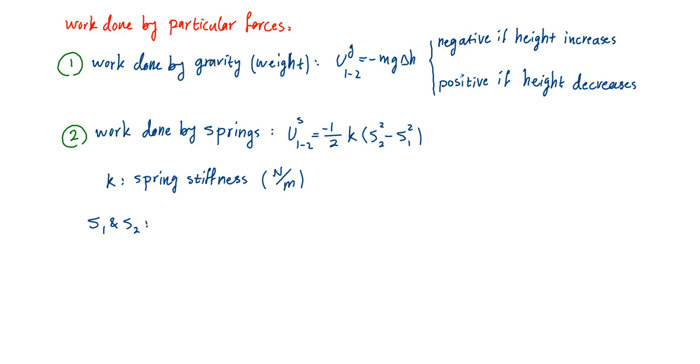So keep in mind, if you have the unstretched length of the spring and you know the length of the spring at the beginning, use those two to find how much the spring is stretched or compressed. If you know the unstretched length of the spring and you know the length of the spring at the end of the motion or the final position, use those two to calculate what is S2. So let me just write it here.